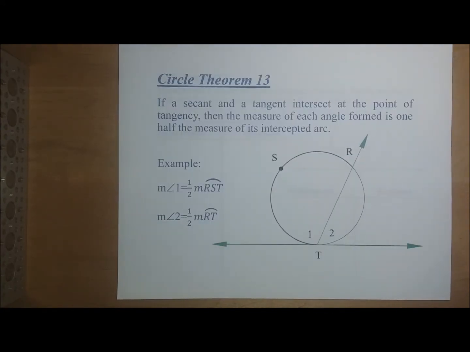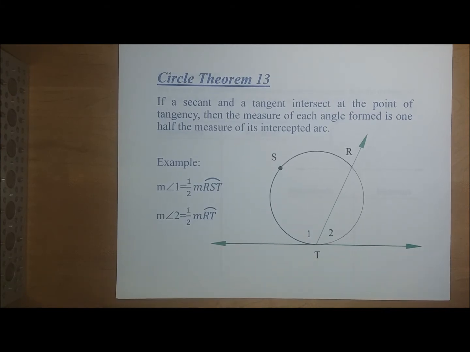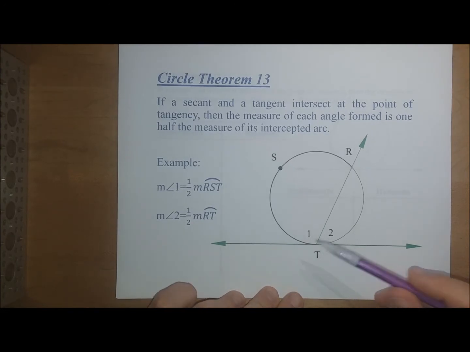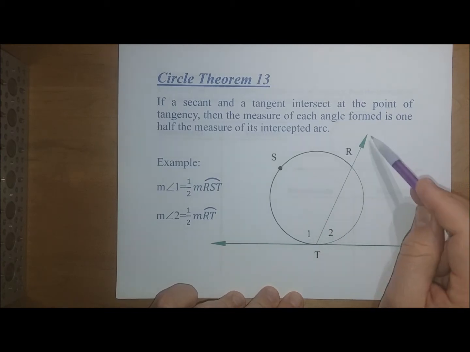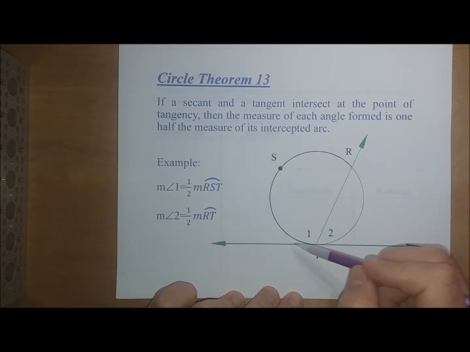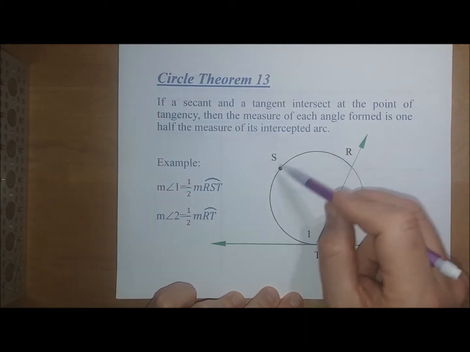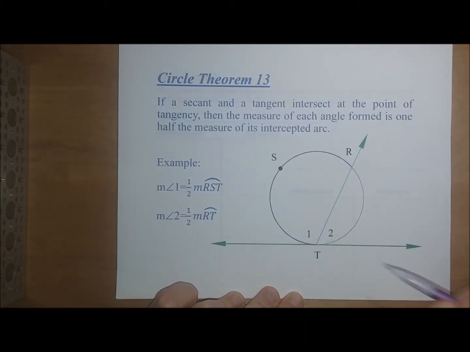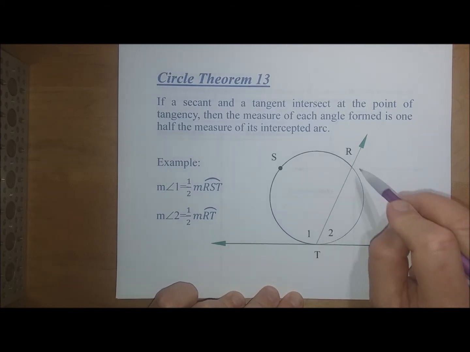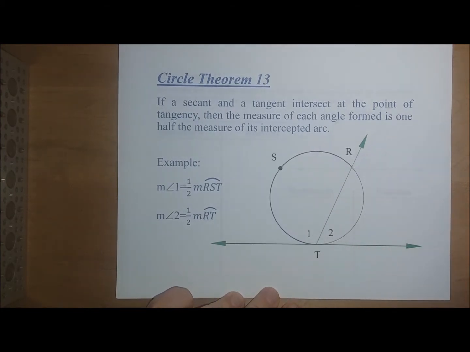All right, another theorem that we learned, circle theorem 13. If a secant and a tangent intersect at the point of tangency, then the measure of each angle formed is 1/2 the measure of its intercepted arc. So this angle 1 that's formed by this secant and this tangent has half the measure of this arc RST that it intercepts, and this angle 2 has half the measure of this arc RT that it intercepts.